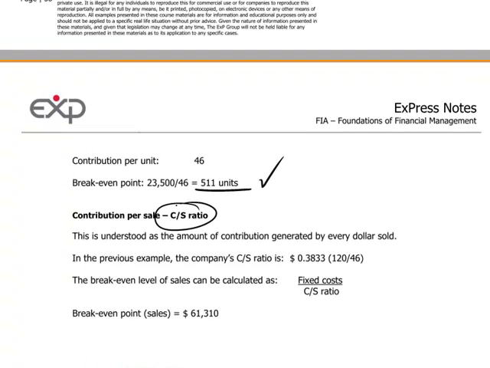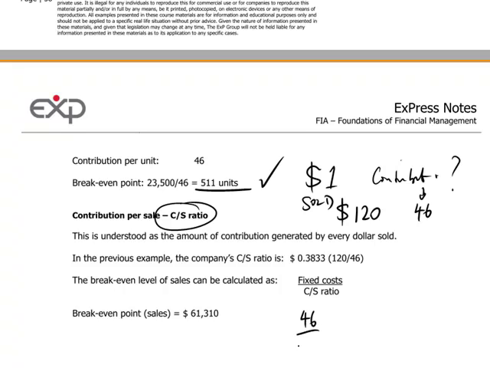Based on the numbers that we have calculated above, for every dollar sold, how much contribution are we making? For every $1 sold. Remember, when we sell one unit, we make $120 of revenue, and the contribution per unit is 46. So if we divide 46 by 120, the answer will be 0.38, just a little bit over 38 cents. That is what we call the CS ratio.